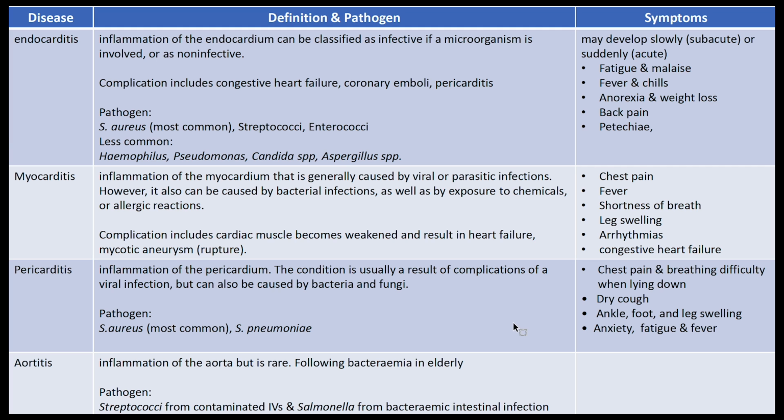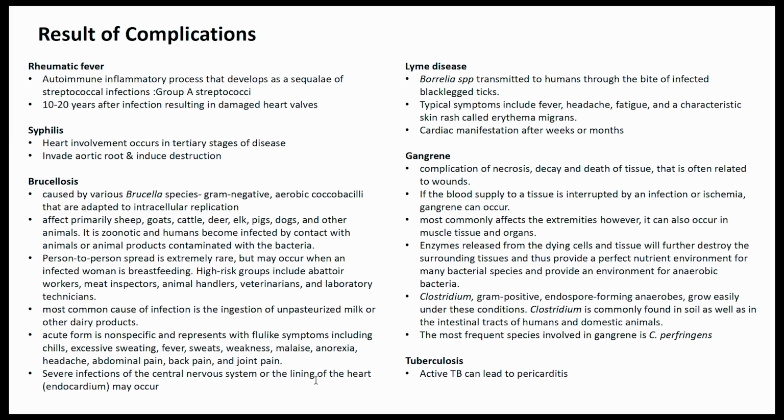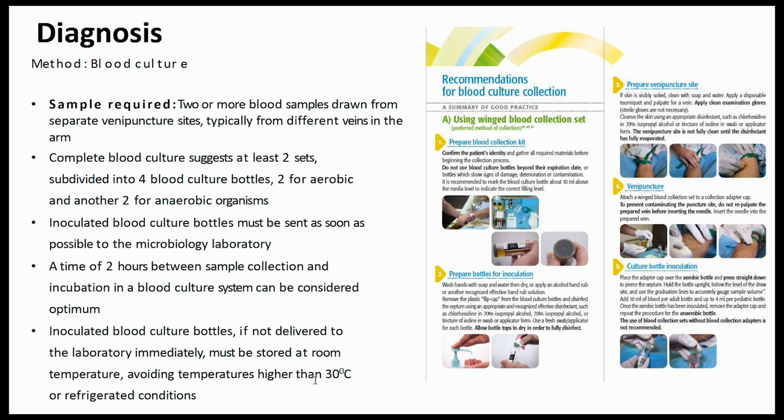Central nervous system infections: meningitis, inflammation of the meninges; encephalitis, inflammation of the brain; brain abscess, a localized collection of pus in the brain; and myelitis, inflammation of the spinal cord.